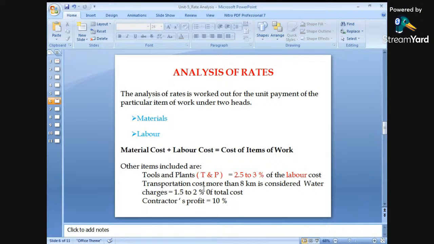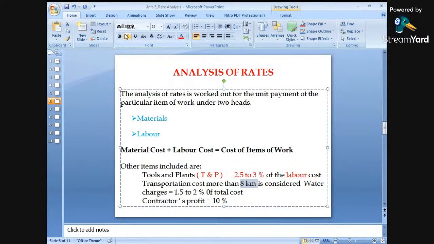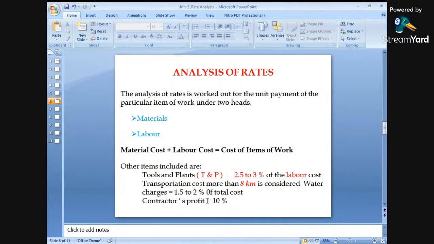Again, transportation cost for more than 8 kilometers is considered. Normally, this term is called lead. Okay? Lead, L-E-A-D. What is lead? Lead is nothing but when transportation is more than 8 kilometers. When we are transporting the materials for more than 8 kilometers, then extra charges will be paid for the transportation of the materials. If it is more than 8 kilometers, okay? This word is very, very important. If it is more than 8 kilometers, then only it will be paid. The transportation cost for more than 8 kilometers is considered.